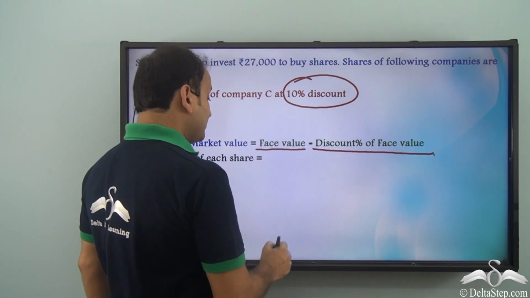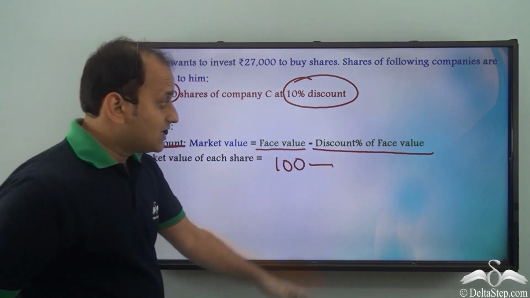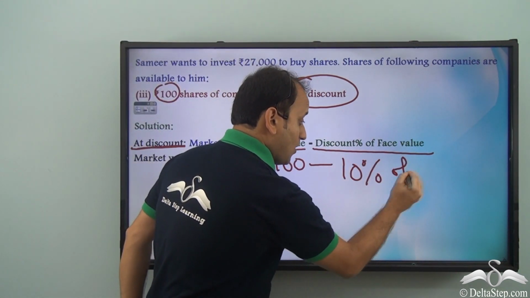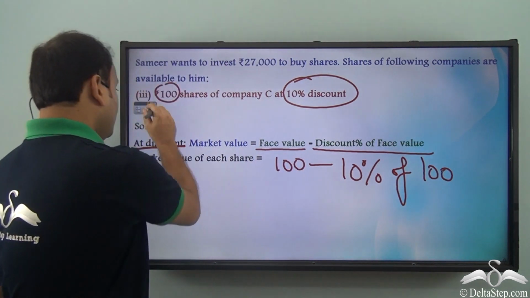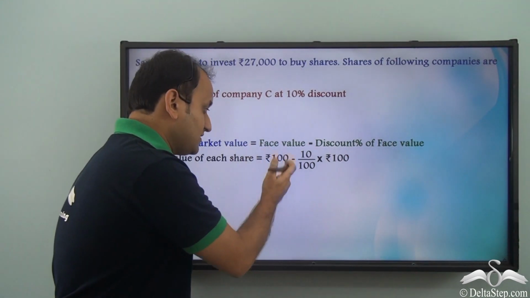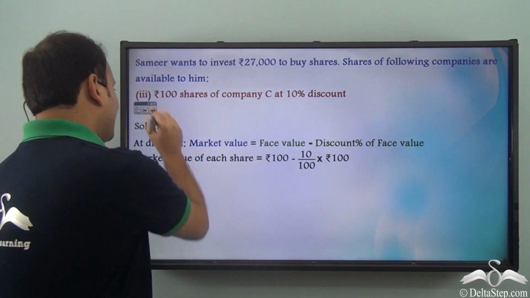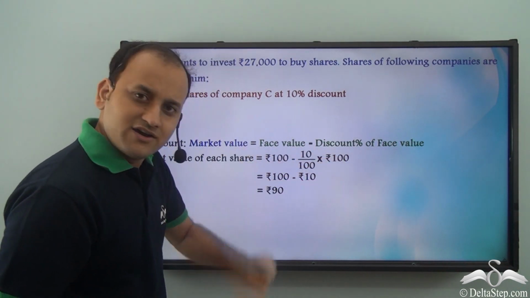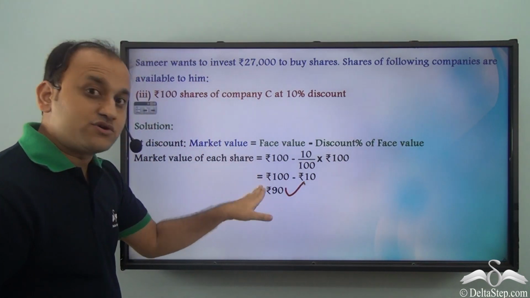So what is the face value here? It's 100 minus 10% of face value 100. So this will be the final solution, rupees 100 minus 10% of rupees 100. So this is the market value. If we calculate this, what do we get? 100 minus 10. 10% of 100 is rupees 10. So 100 minus 10 is 90. So this amount is the market value.